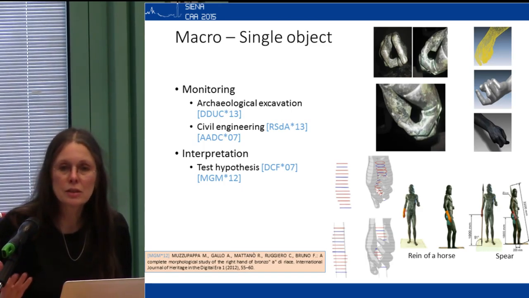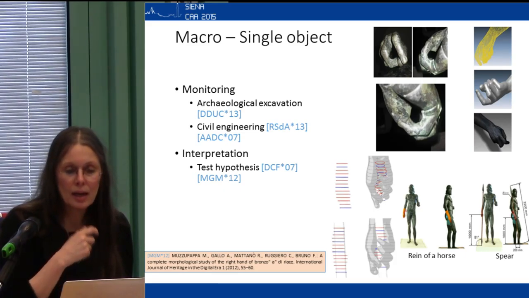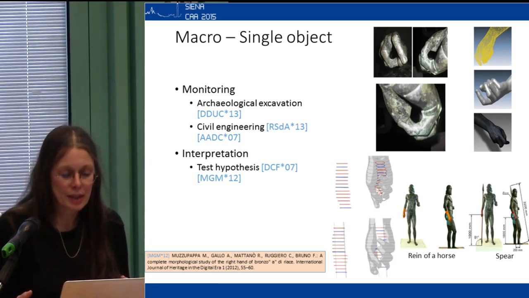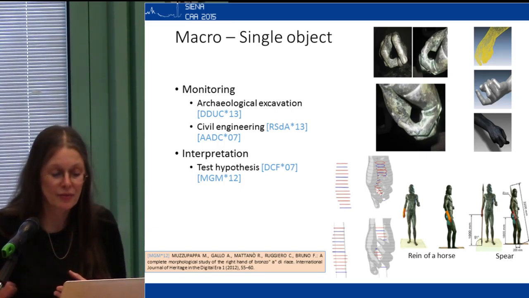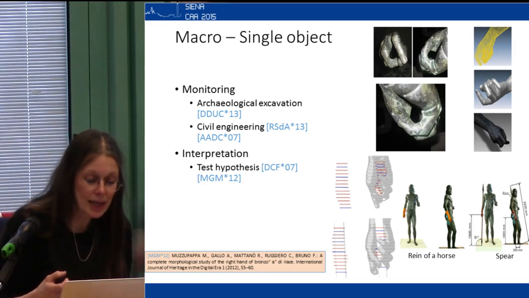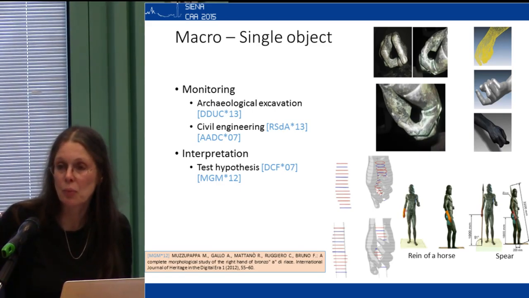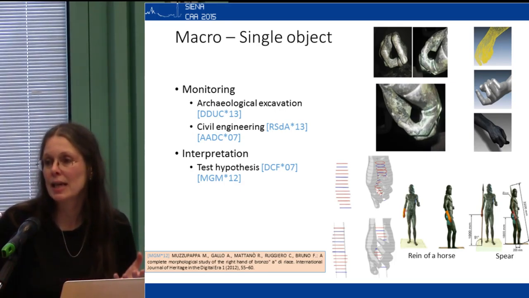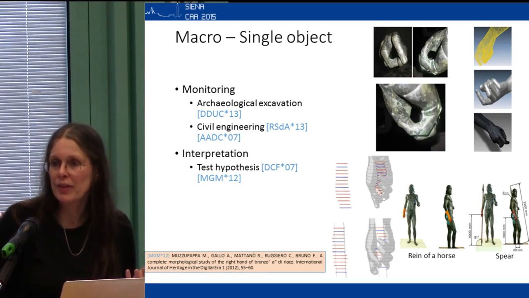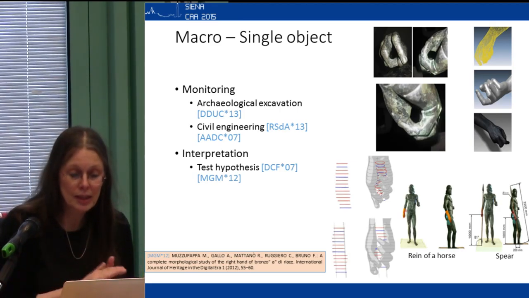Another interpretation task is analyzing a statue that has perhaps lost part of something that went with it. For example, in this case, examining what was in the hand of the figure. Was it the rein of a horse? Was it a spear? What was he holding? Doing a detailed analysis of the geometry of the hand to understand what the original sculpture looked like.